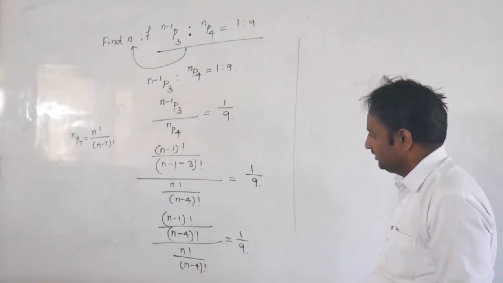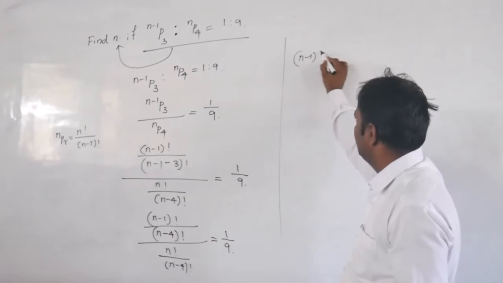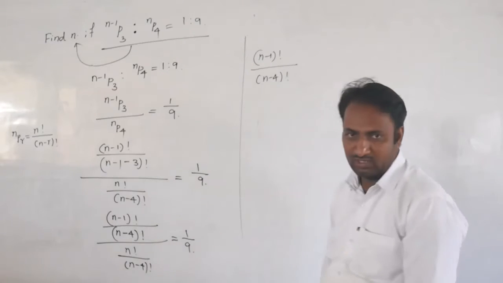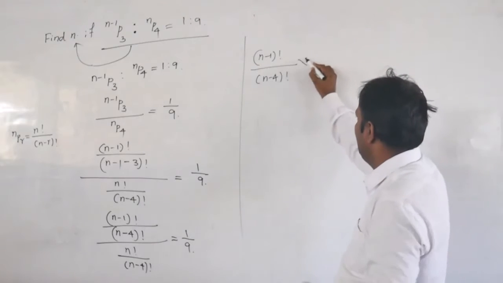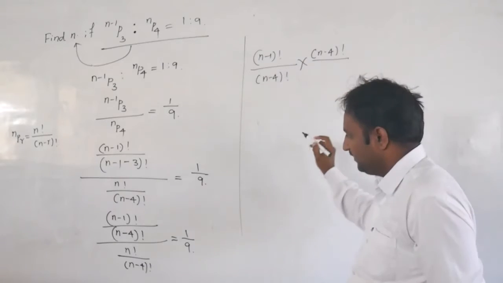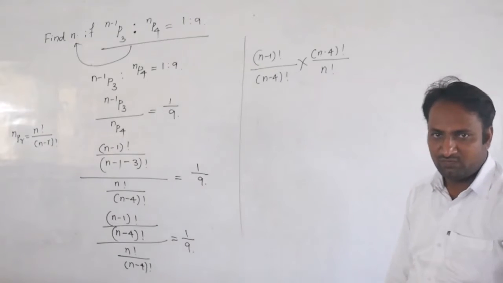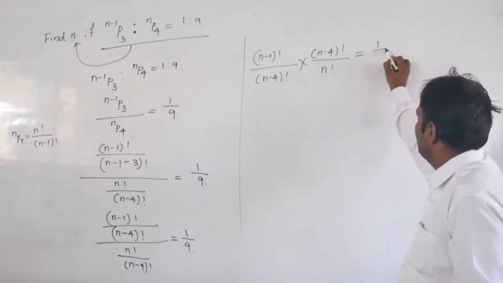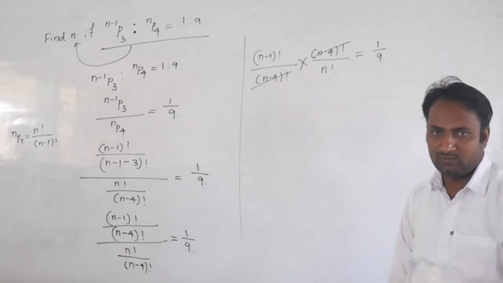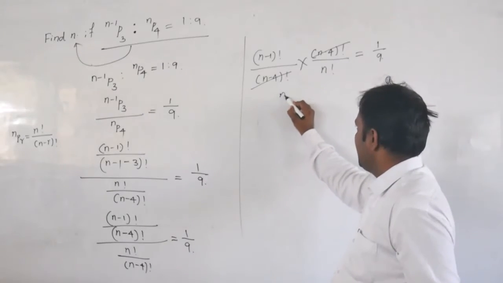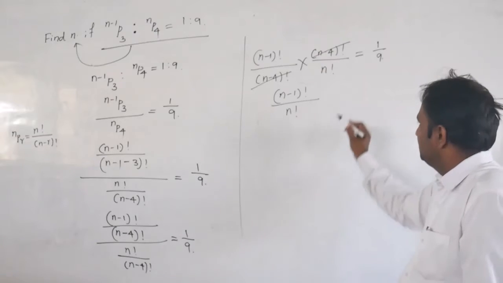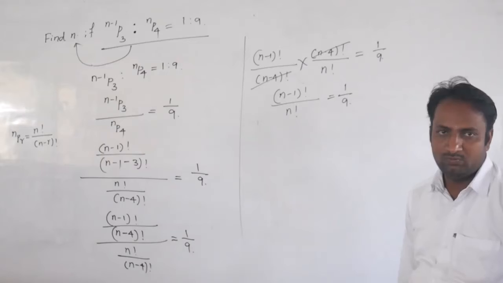Here (n minus 1) factorial divided by (n minus 4) factorial, into (n minus 4) factorial divided by n factorial, is equal to 1 by 9. Here (n minus 4) factorial and (n minus 4) factorial get cancelled. Remaining as (n minus 1) factorial divided by n factorial is equal to 1 by 9.